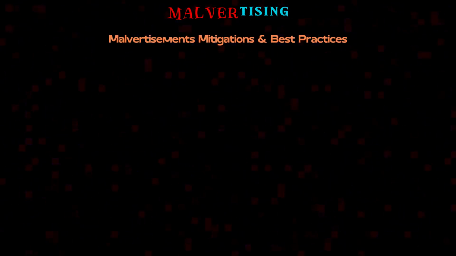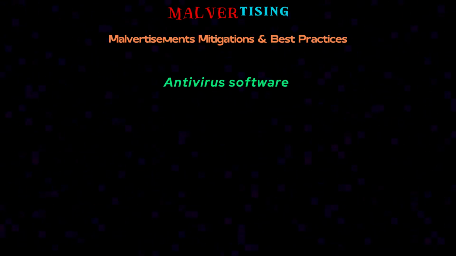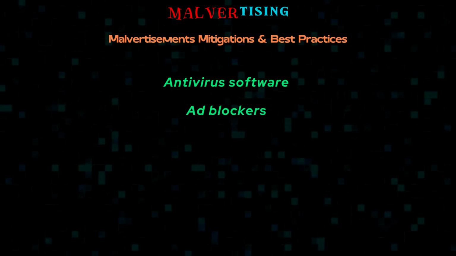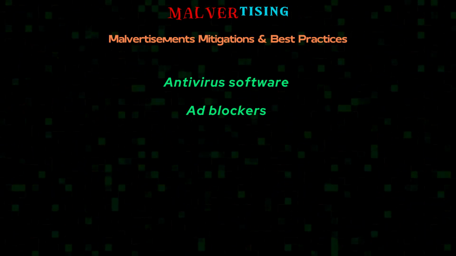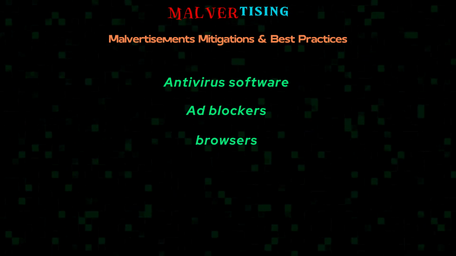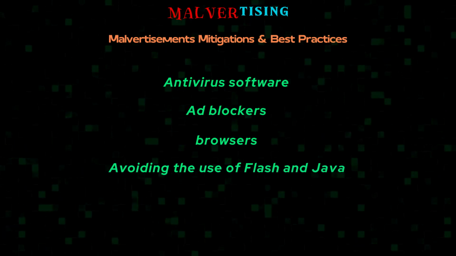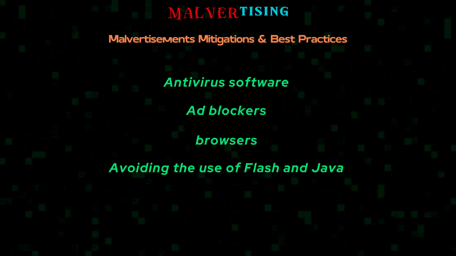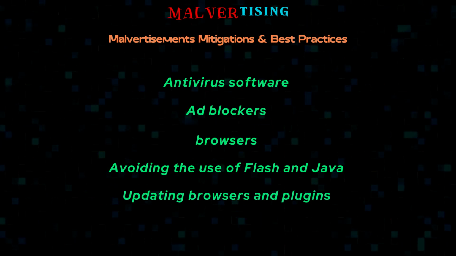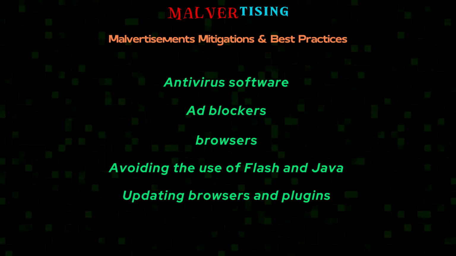Malvertisements: mitigations and best practices. Antivirus software can protect against some drive-by downloads or malicious code executed by malvertisements. Ad blockers offer good protection against malvertising, because they block all ads together with their malicious elements. Use browsers that block ads or have an ad-free experience by default, such as Brave, Clicks, etc. Avoiding the use of Flash and Java can protect users from many vulnerabilities that are commonly exploited by malvertisements. Updating browsers and plugins can prevent many malvertising attacks, in particular those which operate before the user clicks the advertisements.